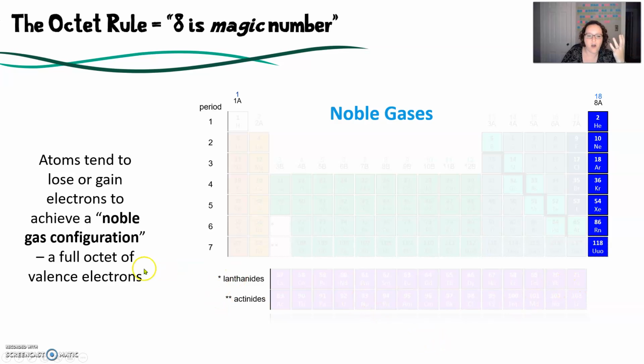But in fact, all the other elements in the table are trying to gain or lose electrons in an effort to achieve the same number of electrons as one of these noble gases. And so this is a really important column of elements to pay close attention to. Again, we'll get a better explanation of this in chapter 4 and 5.